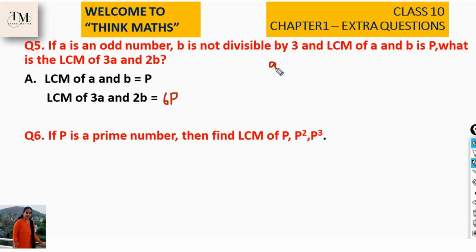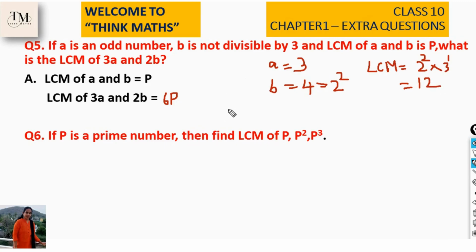Suppose I take A equal to, they gave A is an odd number, so let me take A equal to 3. B, B is not divisible by 3, so I take 4. 4 is not divisible by 3. So their LCM is, this 4 can be written as 2 to the power 2. LCM is nothing but the product of the greatest power of all the prime numbers. The prime numbers are 2 and 3. The greatest power of 2 is 2, greatest power of 3 is 1. So it is 12, 4 into 3, 12.